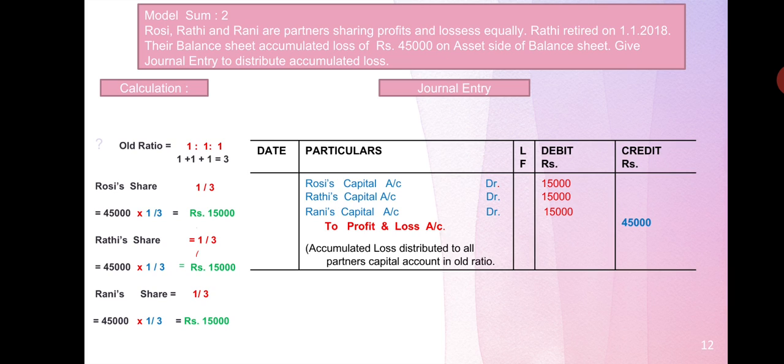So in this session, we have worked out how to share accumulated profit. For that, one example we have taken, that is reserve fund, and how to share accumulated loss. For that, we have taken profit and loss account, which shows a loss, and then we have journalized the entry. Hope you understood this session.